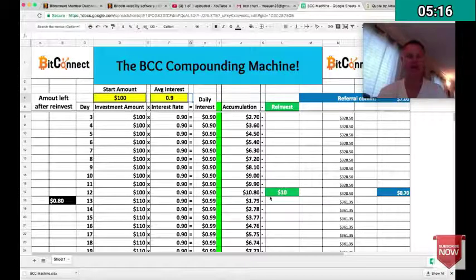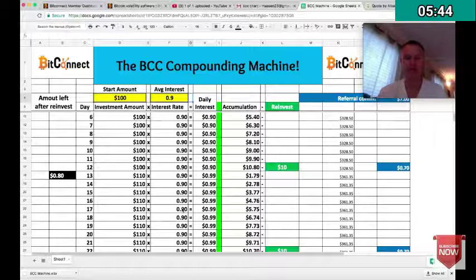So now we reinvested that $10. Now instead of just having $100 being lent out, we're now getting paid off $110. That's a very important factor with this whole thing. It's important to understand that this right here is where the money gets very big very fast. So we take the change left over, we add it to our next day's payout. Now we have $1.79, and then we continue.